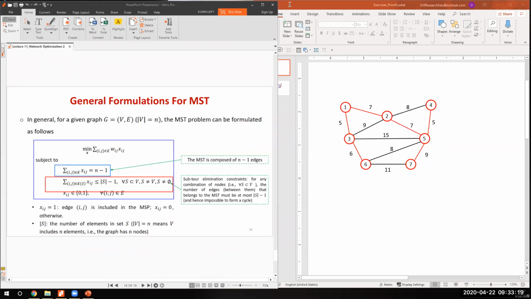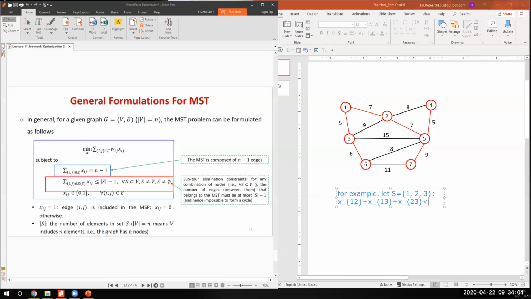For example, let's say S equals any subset of V. Let's say {1, 2, 3}, for example. Okay. So the second constraint for this S tells you that the summation, then you're gonna have this: x12 plus x13 plus x23.